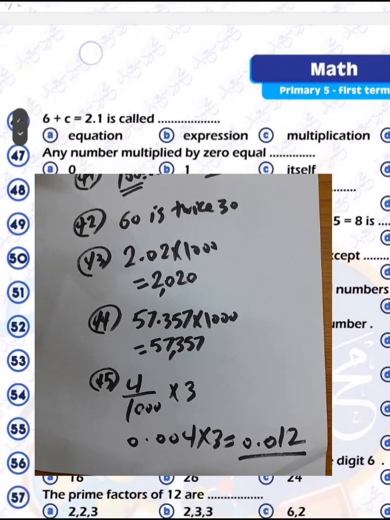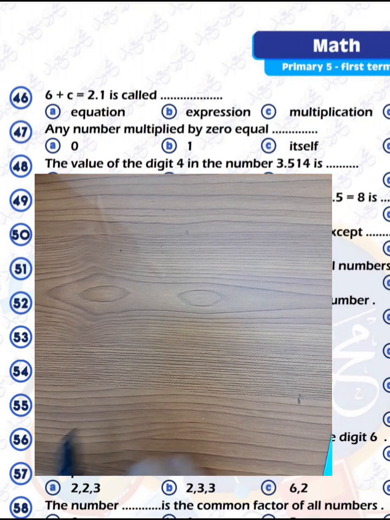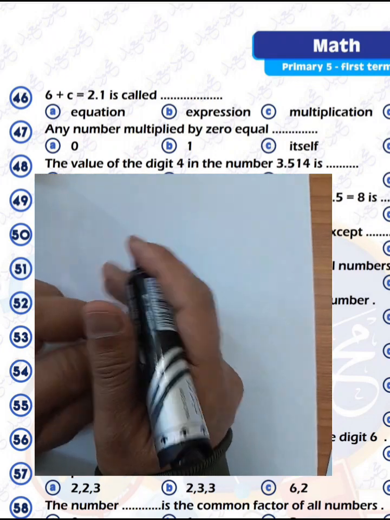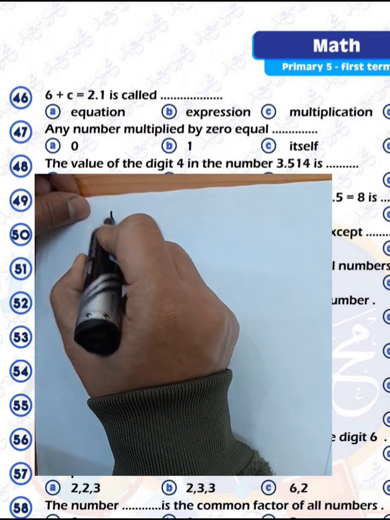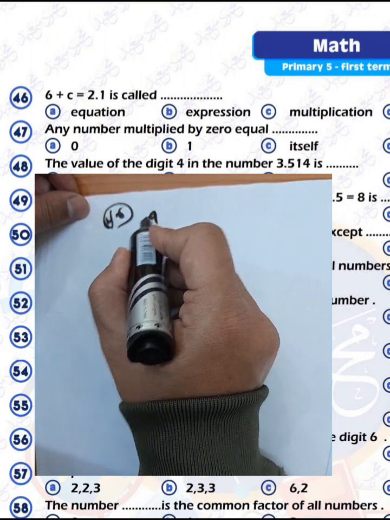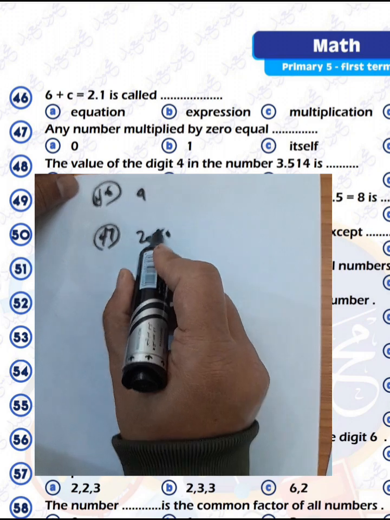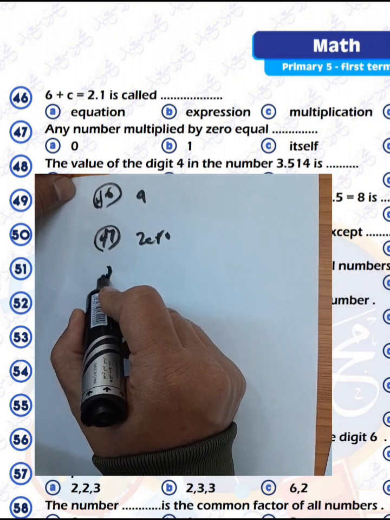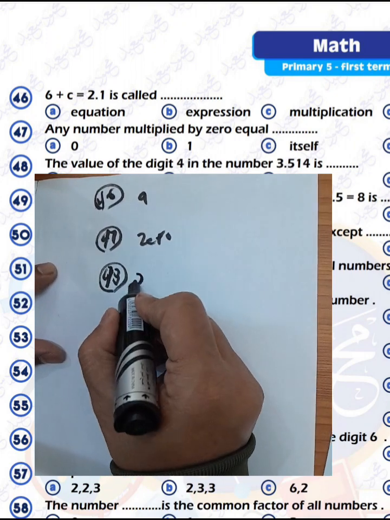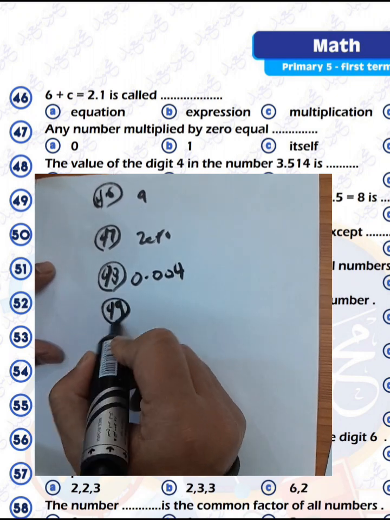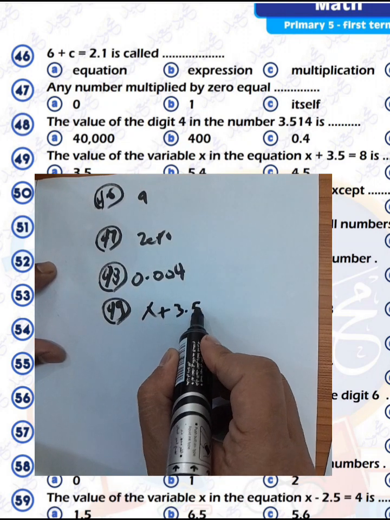Question 46. 6 plus c equals 2.1 is called an equation. We call it an equation. An equation consists of two expressions with an equal sign between them. Then question 46 will be an equation, choose letter A. Question 47, any number multiplied by 0 will be 0. Okay. Question 48, the value of the digit 4 in the number 0.004.